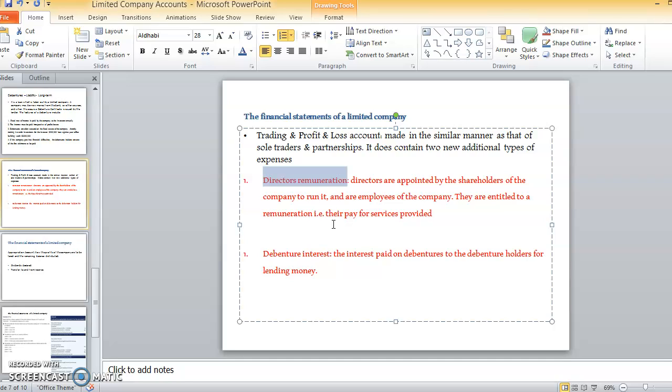And this remuneration can include the bonuses, their packages, the allowances they get, everything is included in there. So director's remuneration is the director's salary, one expense. The second one is debenture interest. You already learned about debentures and debenture interest in the previous recordings. So debenture interest is the interest paid on debentures to the debenture holders for lending money. So if a bank is giving you a loan, they want their interest payments annually on time. So these are the two new types of expenses which will be a part of your trading and profit and loss account.